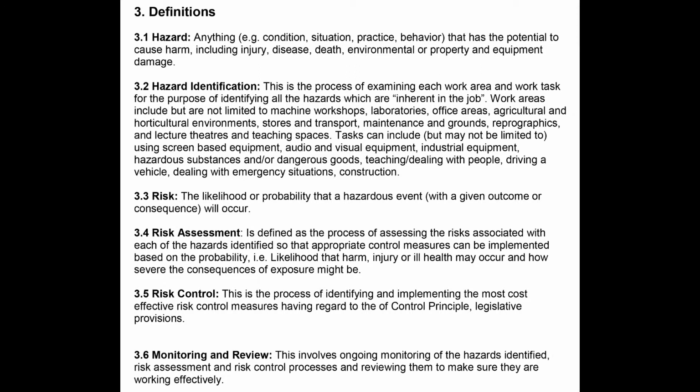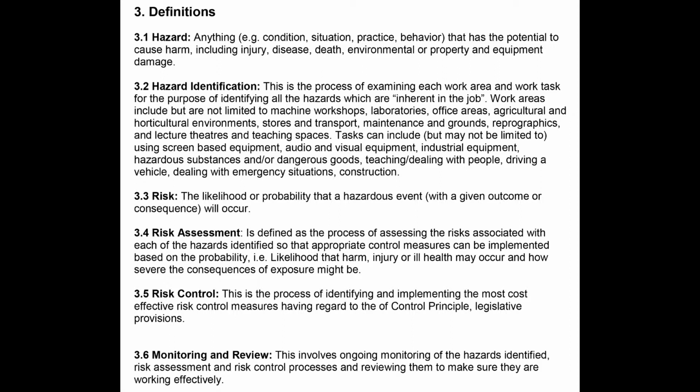Definitions. Hazard: anything, for example, condition, situation, practice, behavior, that has the potential to cause harm, including injury, disease, death, environmental or property and equipment damage. Hazard identification: this is the process of examining each work area and work task for the purpose of identifying all the hazards which are inherent in the job.